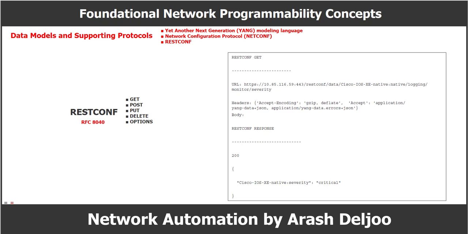This example, as you can see, shows a brief example of a RESTCONF GET request on a Cisco router to retrieve the logging severity level that is configured. This example uses JSON instead of XML. Notice the HTTP status 200, which indicates that the request was successful. As you can see here, we have the status code of 200, and this is the RESTCONF GET request.